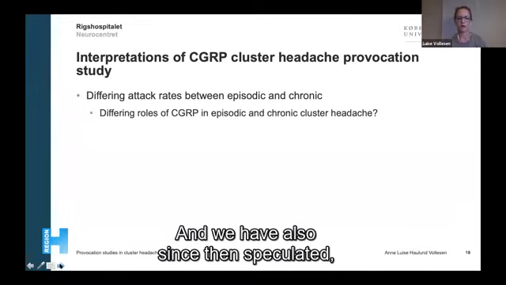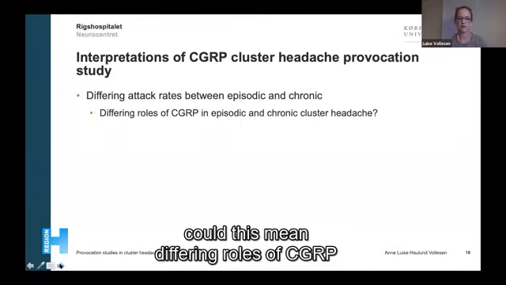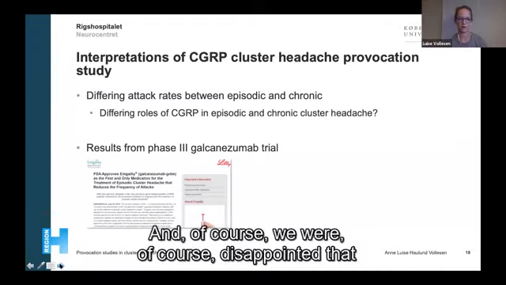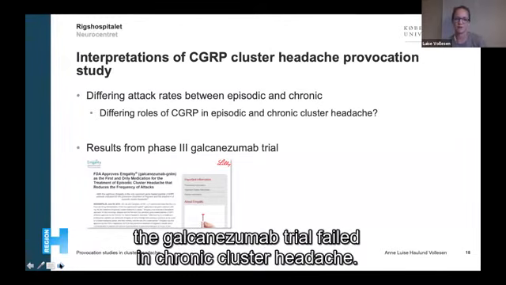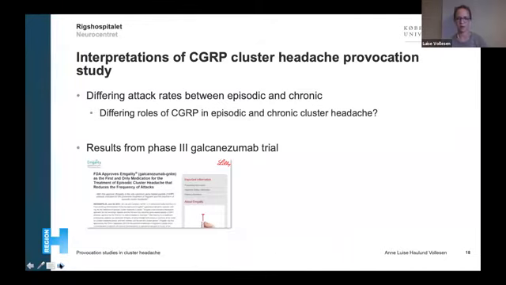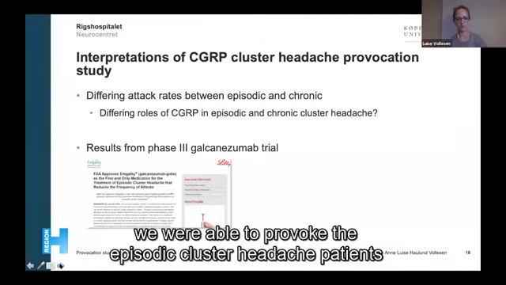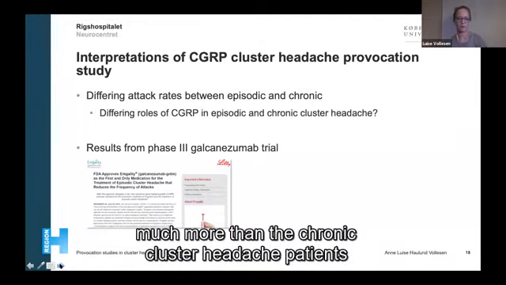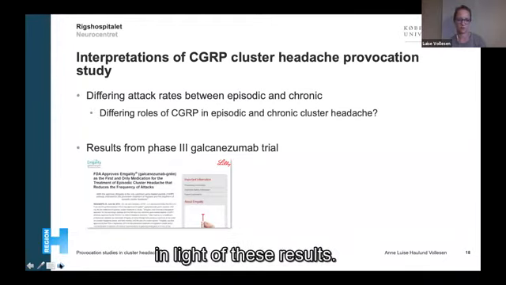And we have also since then speculated, could this mean differing roles of CGRP in episodic and chronic cluster headache? Of course, we were disappointed that the galcanezumab trial failed in chronic cluster headache, but it's interesting that we were able to provoke the episodic cluster headache patients much more than the chronic cluster headache patients in light of these results.